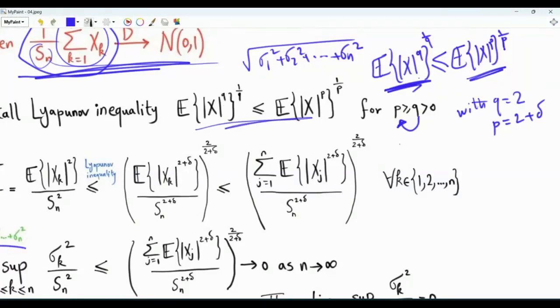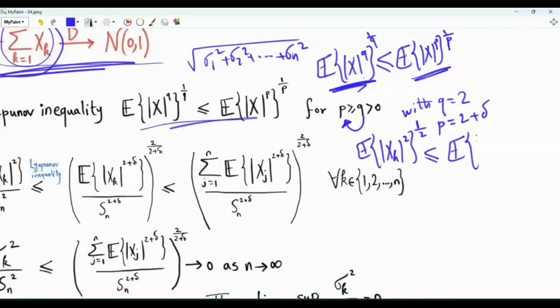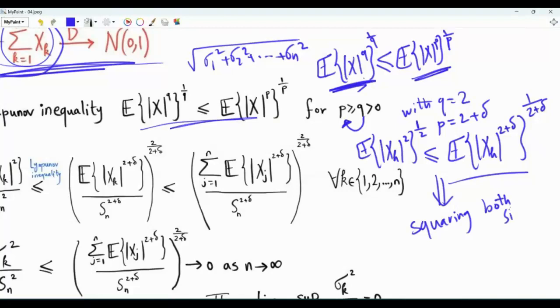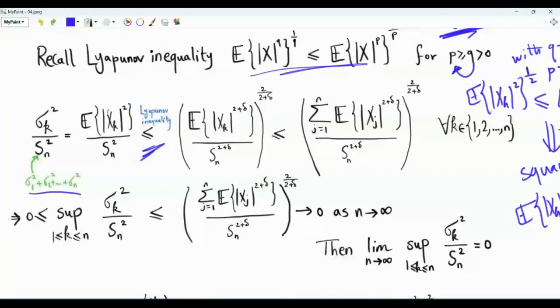In this case, the Lyapunov inequality tells us that the expectation of the magnitude of Xk to the power 2, that's the second moment, to the power 1/2, is less than or equal to the expectation of the magnitude of Xk to the power 2 plus delta, raised to the power 1 over 2 plus delta. Squaring both sides, we get that the expectation of Xk squared, the second moment, is less than or equal to the absolute moment of Xk of order 2 plus delta, and then the power here is 2 divided by 2 plus delta. This is this inequality here.